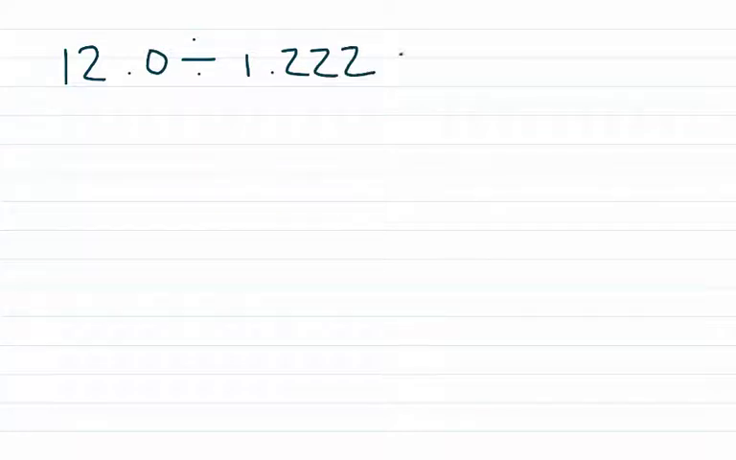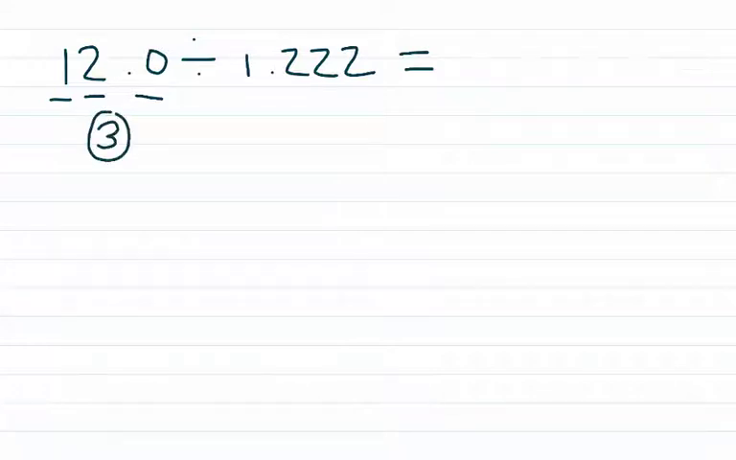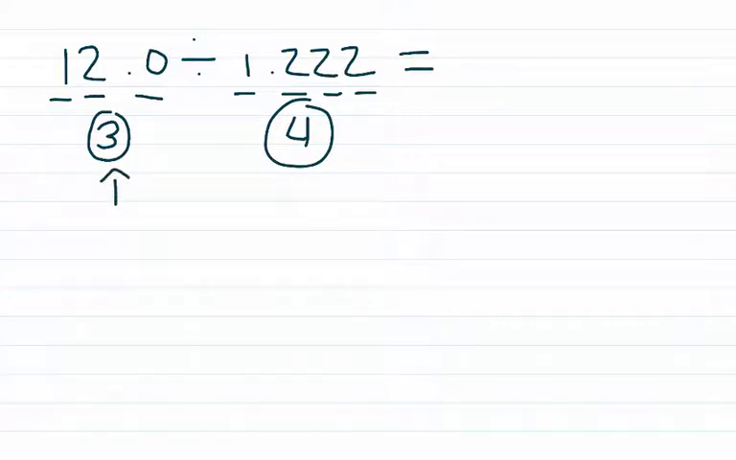For another example, we can divide 12.0 by 1.222. So let's count our sig figs. For 12.0, the 1, the 2, and the 0, because it comes after a decimal, are all significant, giving this 3 significant figures. And for this number, 1.222, all 4 numbers are significant. So we have the 12.0 being the one that will determine how many sig figs our answer can have.